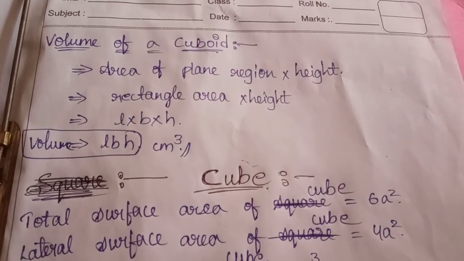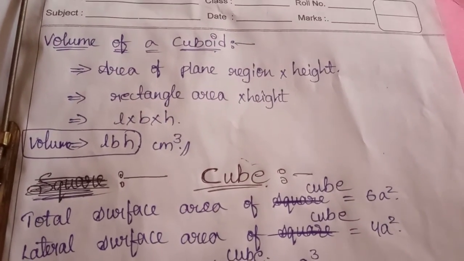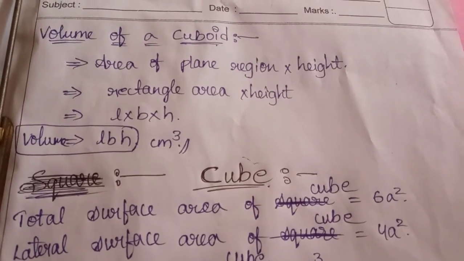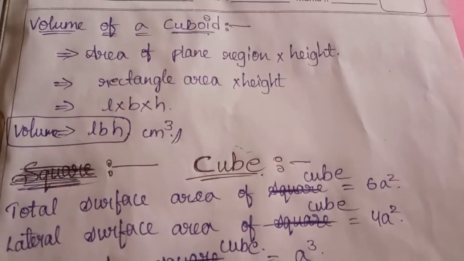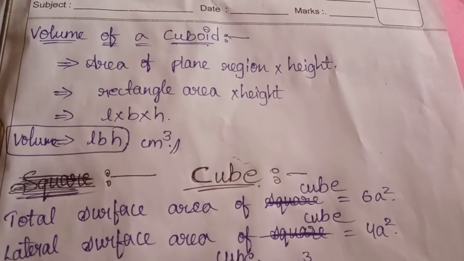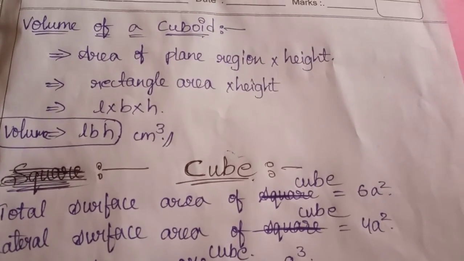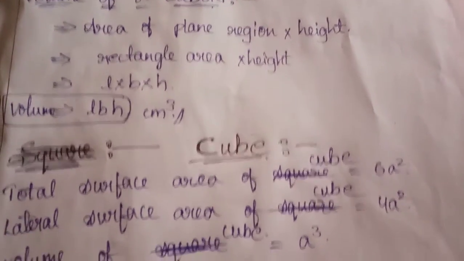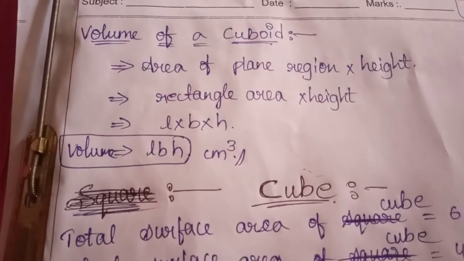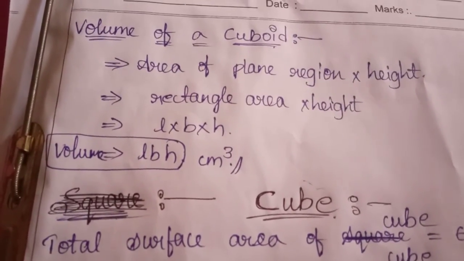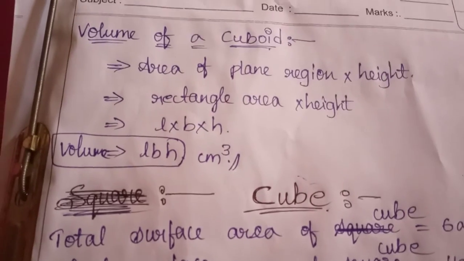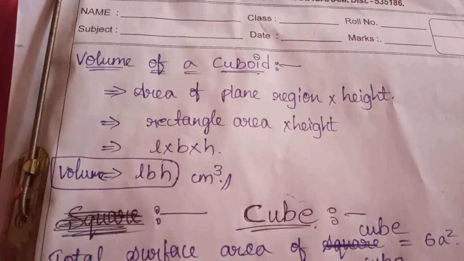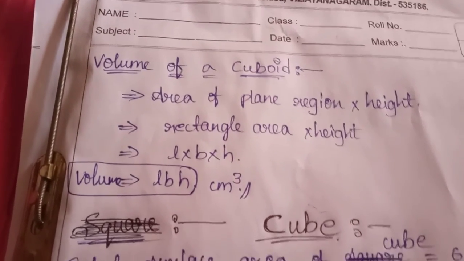You can see in a cuboid, the base of the cuboid is a rectangle. So the area of the plane is the rectangle area into height. We know that the area of a rectangle is L into B, and here we have height, so L into B into H. So the volume of a cuboid is L into B into H, and we have already said that the units are cubic units, so centimeter cube. Understood? This is about the volume of a cuboid.